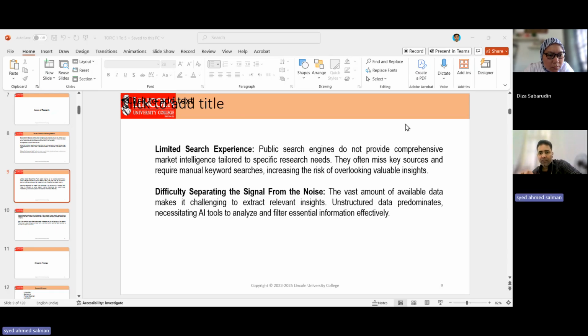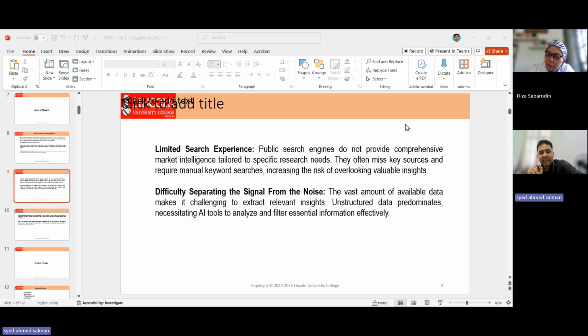If we conclude and sum up this one, it says limited search experience. If you want to search for any marketing information, you will not get complete access. Right? How are you going to overcome this? Please write it down in the notebook.